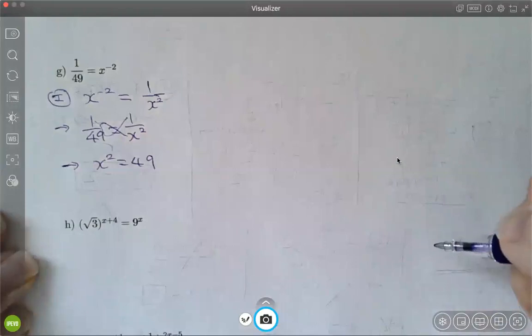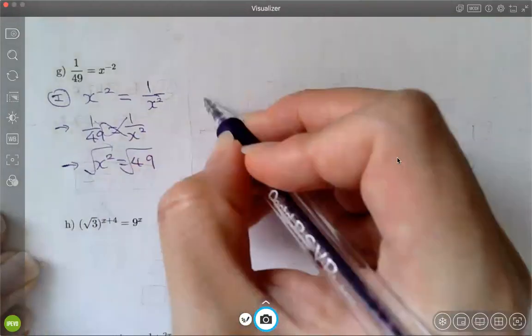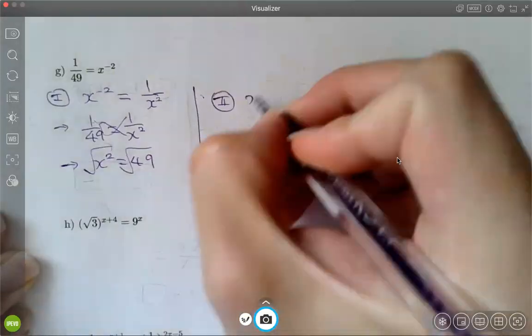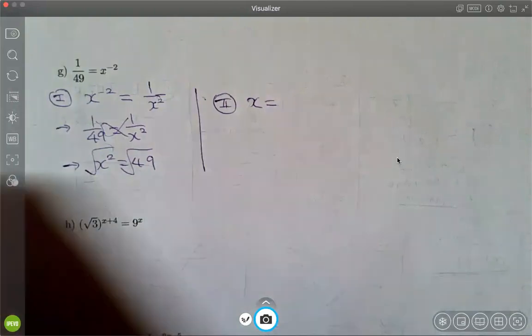And so now what does that mean? We can take the square root, right? So x is equal to what? Say that again? 7? Plus or minus 7. Thank you. Plus minus 7. Okay, so 7 and negative 7.